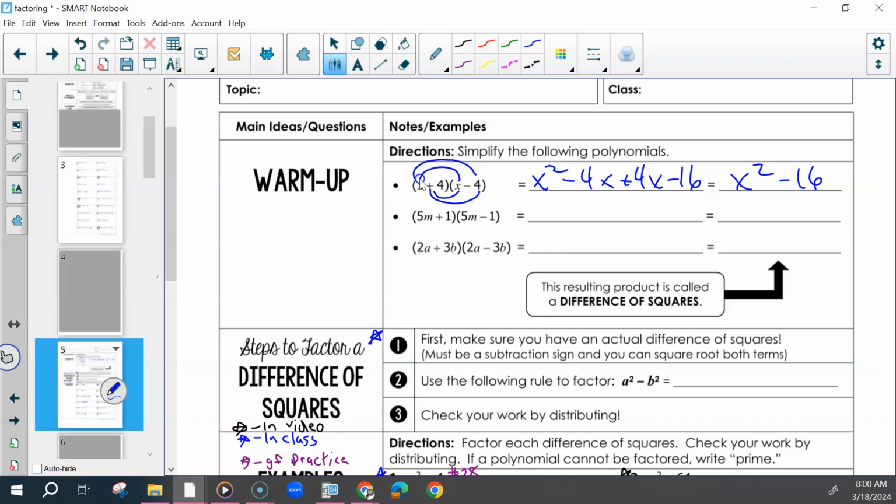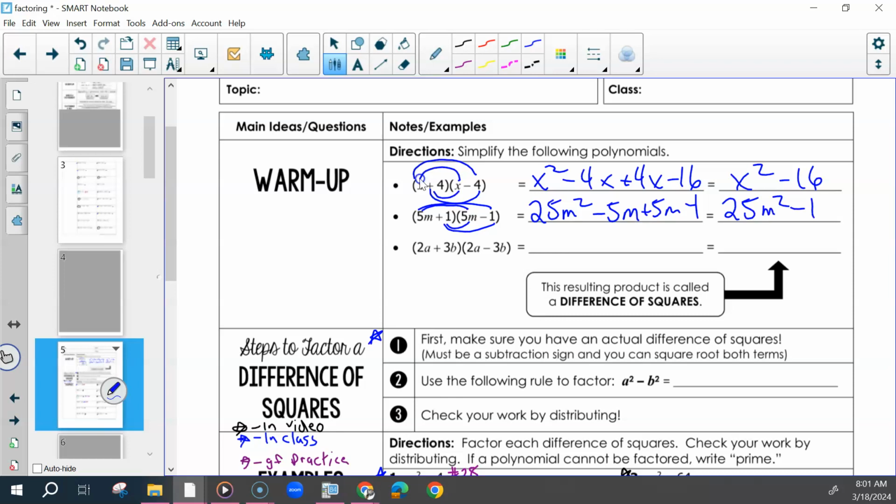Right, let's keep going. 5m times 5m. What's 5 times 5? 25m squared. 5m times negative 1. Negative 5m. 1 times 5m. Plus 5m. And then 1 times negative 1. Negative 1. And if we combine our like terms, what would we have left? 25m squared minus 1.